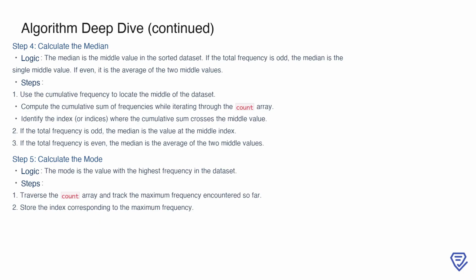their average. After the median, we determine the mode, which is the value that appears most frequently. This is done by traversing the count array and tracking the index corresponding to the maximum frequency encountered. Both these calculations ensure we accurately capture the central tendency and the most common value in the dataset.